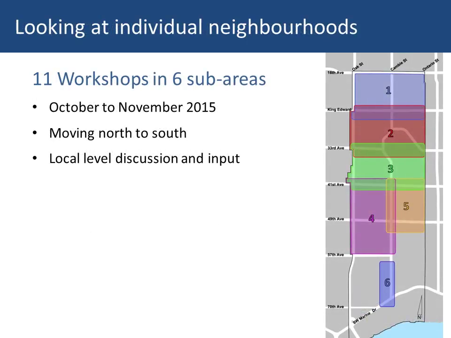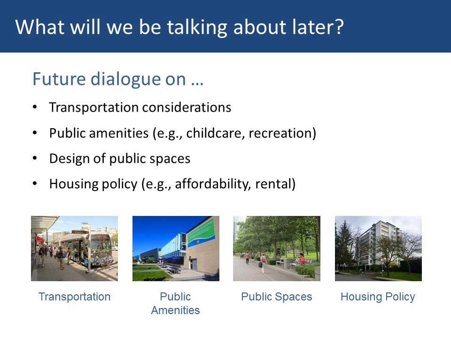The workshops for the Oak Ridge and Langara area, also referred to as Sub-Area 4, are the 7th and 8th workshop of 11 we will be holding in 6 sub-areas in the overall corridor. We're holding these workshops throughout October and November, moving from north to south, engaging in a local level discussion and getting input from each of the unique neighborhoods along the corridor. While this workshop is on focus areas and unique sites, we know there's more to talk about in Phase 3. Future dialogue will include discussion of things like transportation, public amenities, the design of public space, and housing policy.